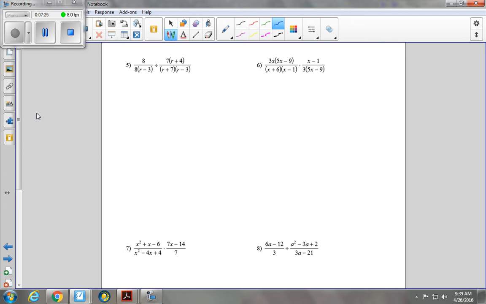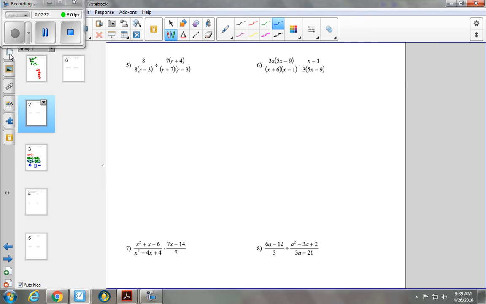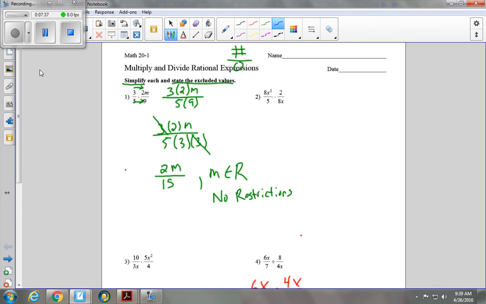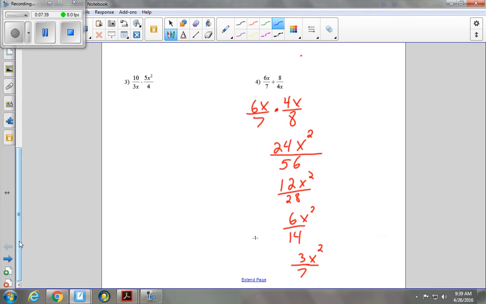Okay, now we got a more complicated one. So right off the bat, oh, actually the last one, I forgot. What is x not allowed to be? What were the restrictions on that? 0. Yeah, x cannot be. Where's the only place where you'd have something divided by 0?